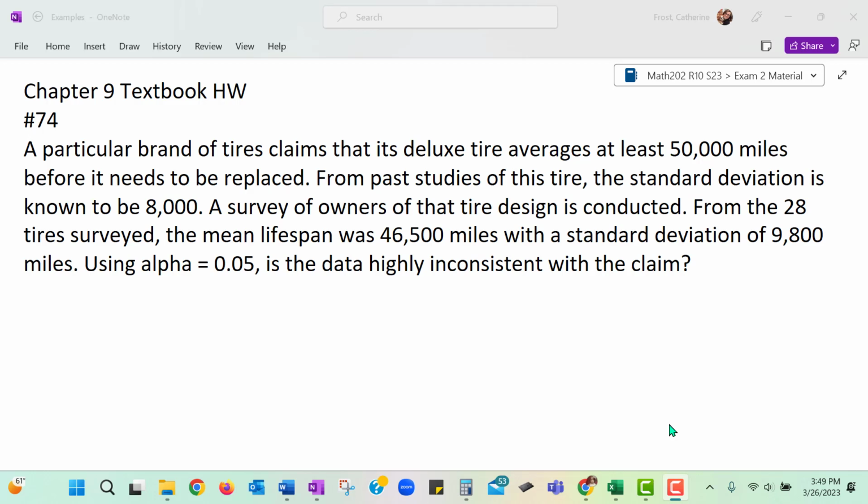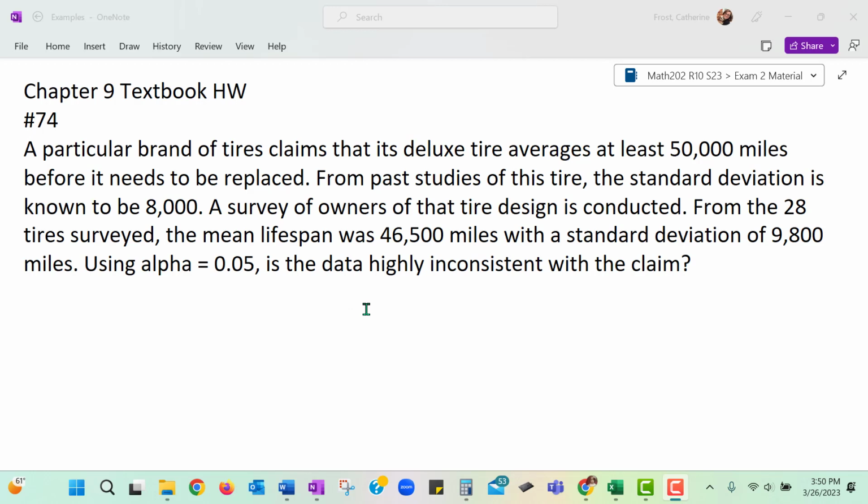In this video, we're going to do a hypothesis test of a population mean when the population standard deviation is known. So this problem says a particular brand of tires claims that its deluxe tire averages at least 50,000 miles before it needs to be replaced.